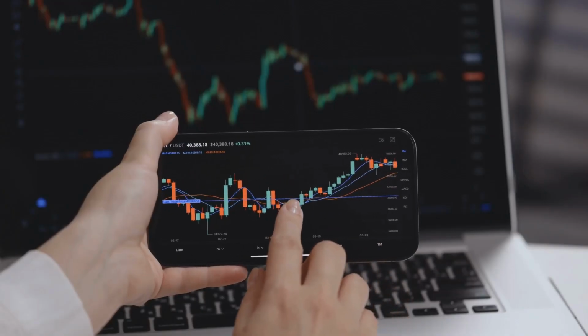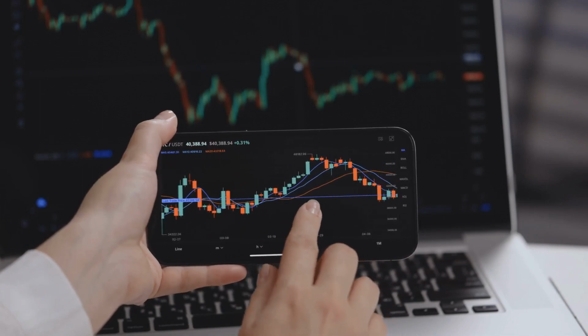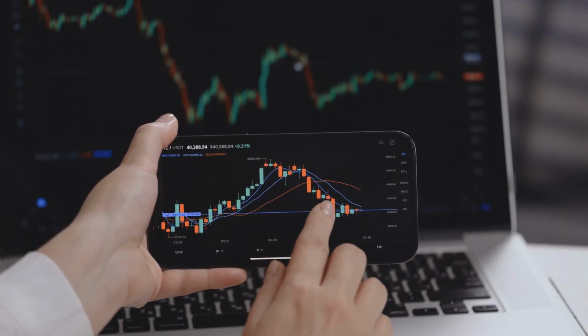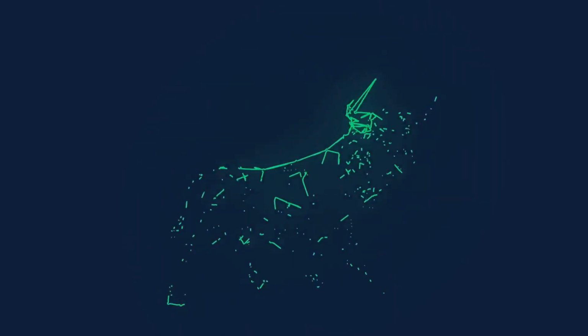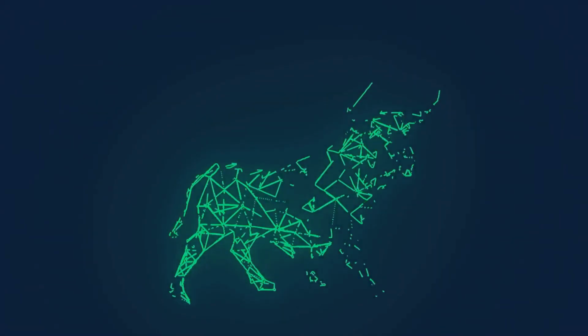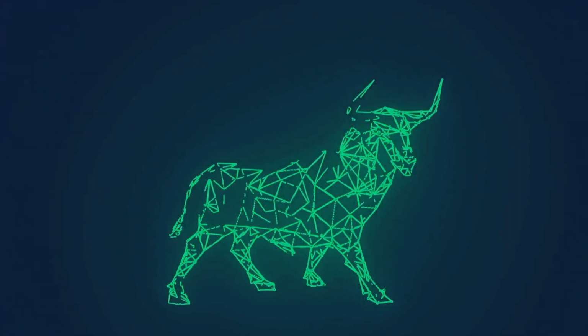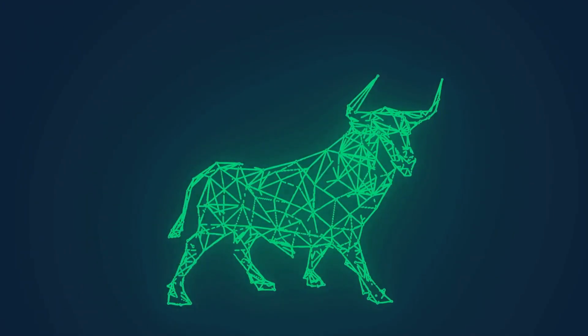Remember, successful trading is not just about being right. It's about managing your risk and protecting your capital. By implementing sound risk management strategies, you can navigate the Forex market with confidence and increase your chances of long-term success.